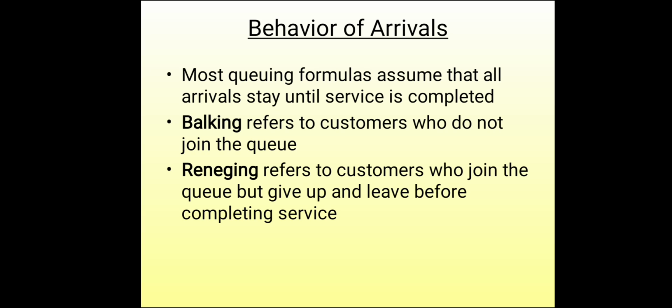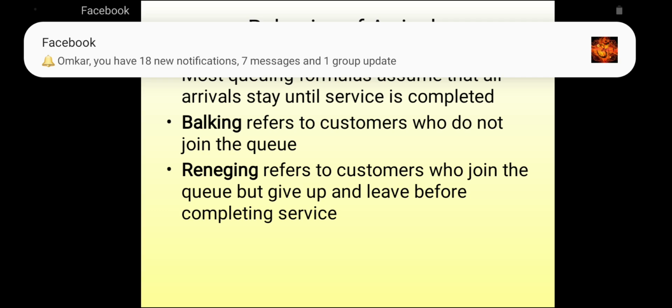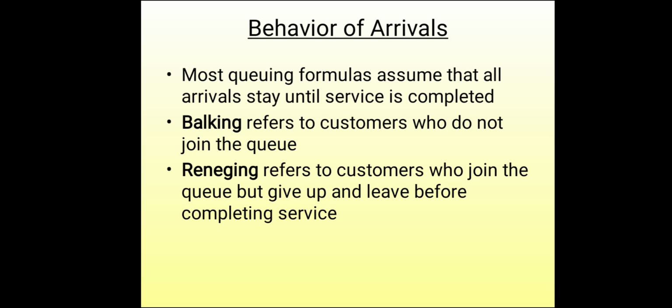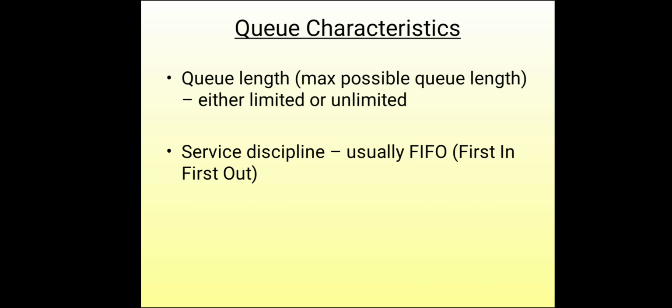We have to consider the behavior of arrivals. Most queuing formulas assume that all arrivals stay until service is completed. Balking refers to customers who do not join the queue, and reneging refers to customers who join the queue but give up and leave before completing service. Okay, we'll see them one by one.